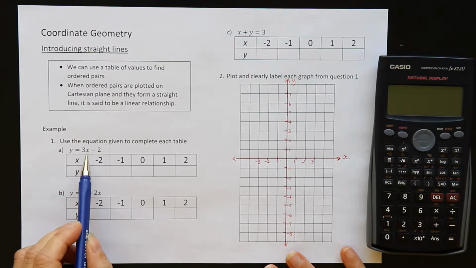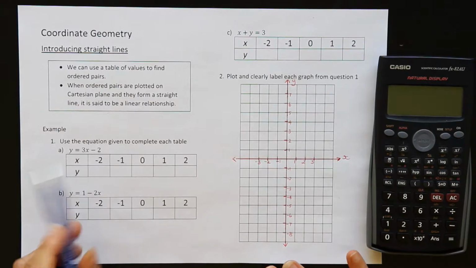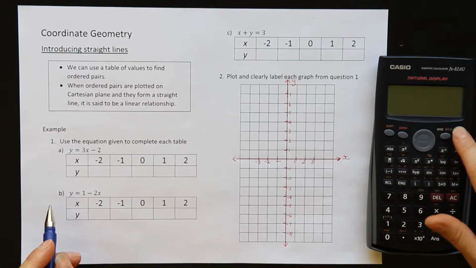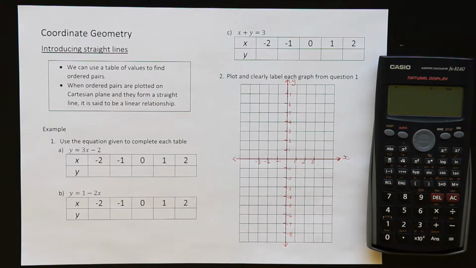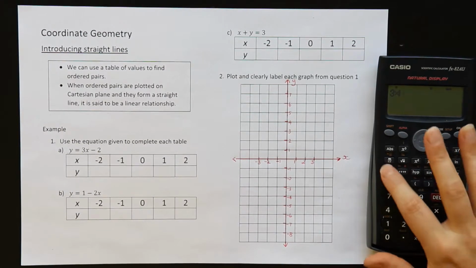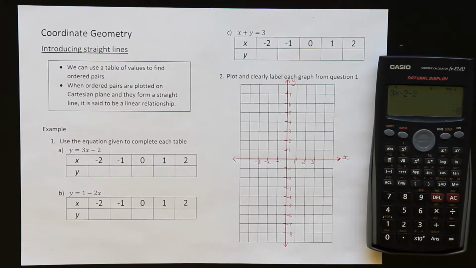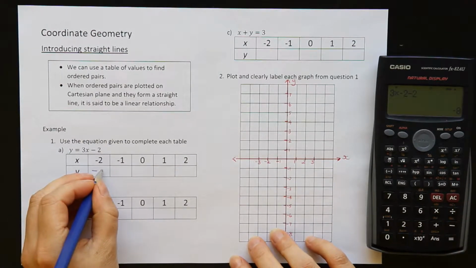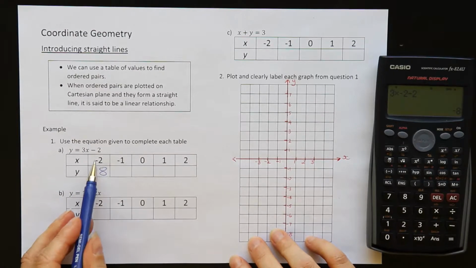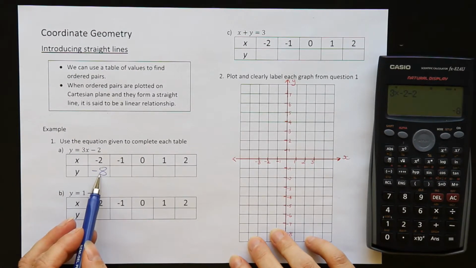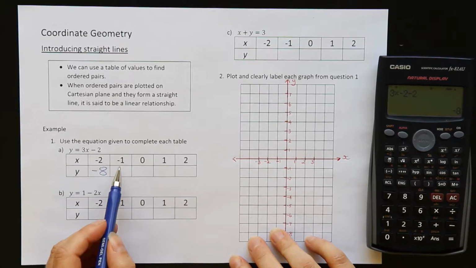Some of you might be really good at doing this in your head. Others may want to use your calculator. You can type it in your calculator. You just type in 3 times minus 2 minus another 2 is equal to negative 8. And you put the y, that's the y value, and you write that underneath here. And then we do it again for the second value.